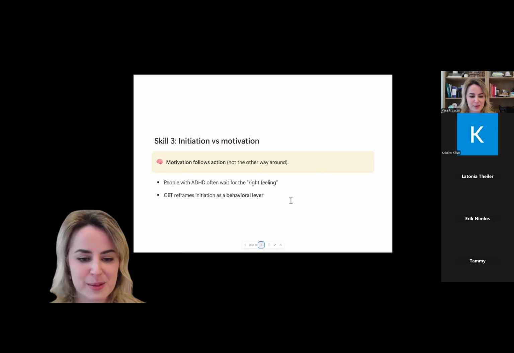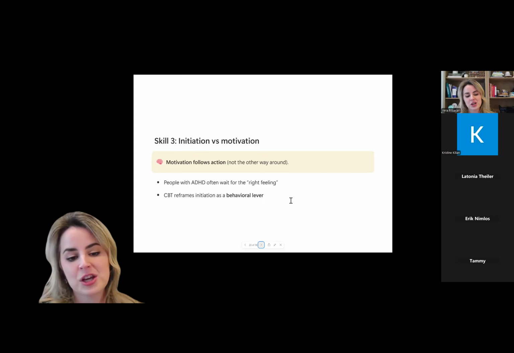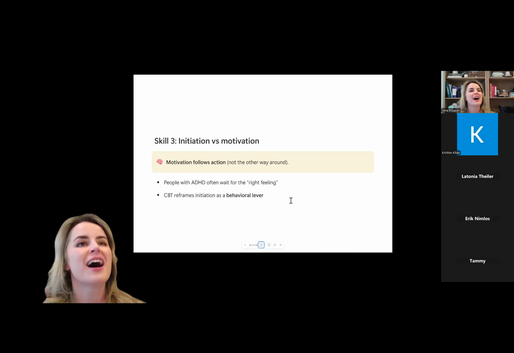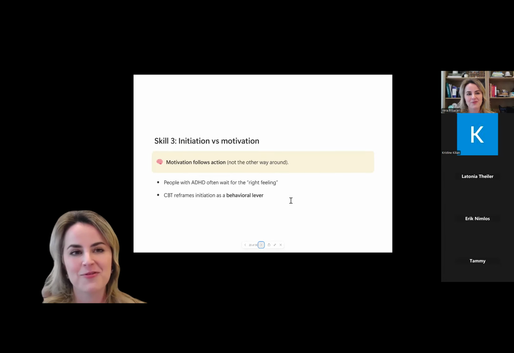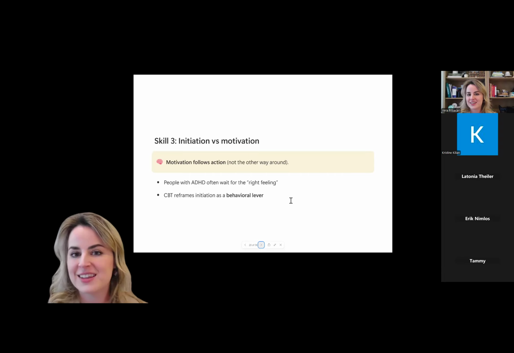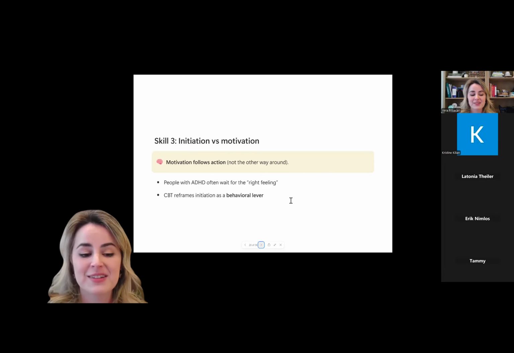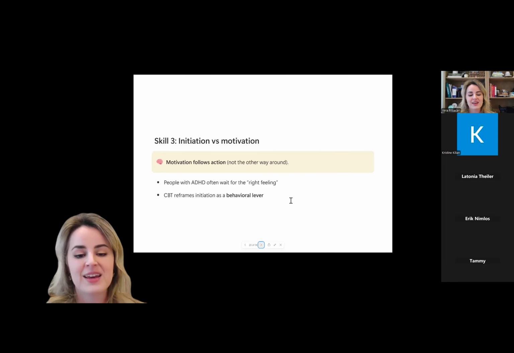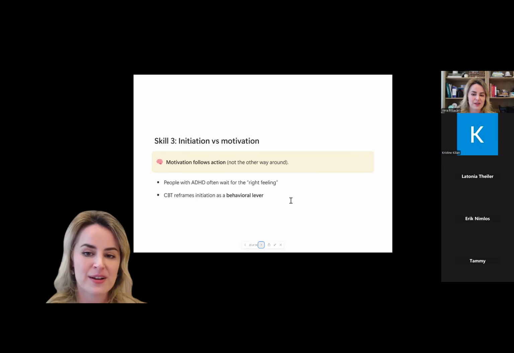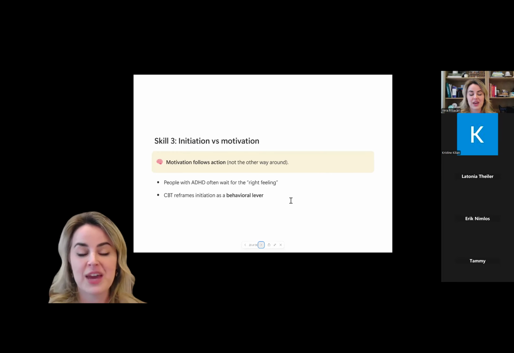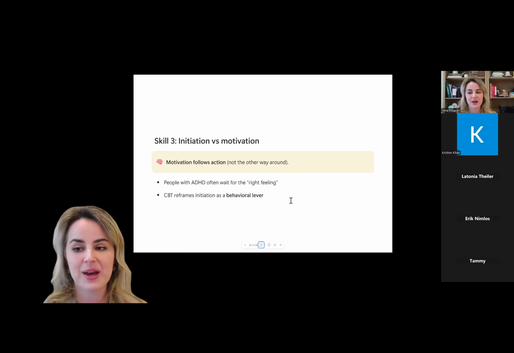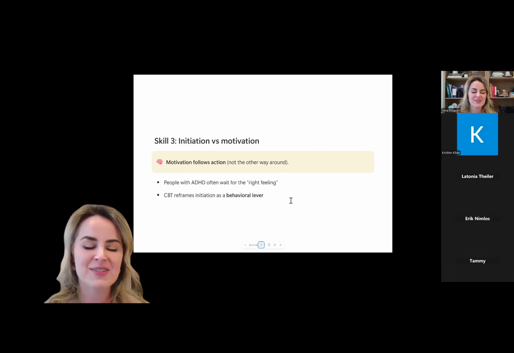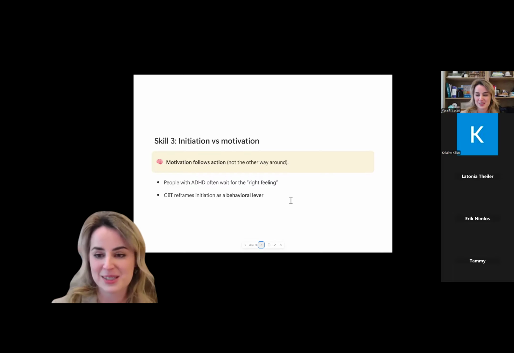This is a common misconception. People with ADHD often sit around and wait until it feels right, until I get motivated or I feel inspired. That's not the right way to look at it. In fact, CBT teaches us that we need to flip it. First, do the behavior, use that as a behavioral lever, as buy-in. Okay, I got started, I got momentum going. Then we're motivated. So this is skill number three.